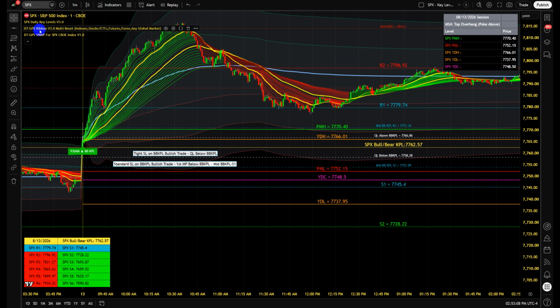Now, this particular ribbon has a session reset. It has different session resets for indexes, stocks, ETFs, futures, Forex, as well as global markets. If you happen to trade Asian markets, or European markets or Indian markets, etc., then it has separate ones for those, if you trade stocks that are located in those markets and not U.S. markets, or you're trading indexes in those markets.